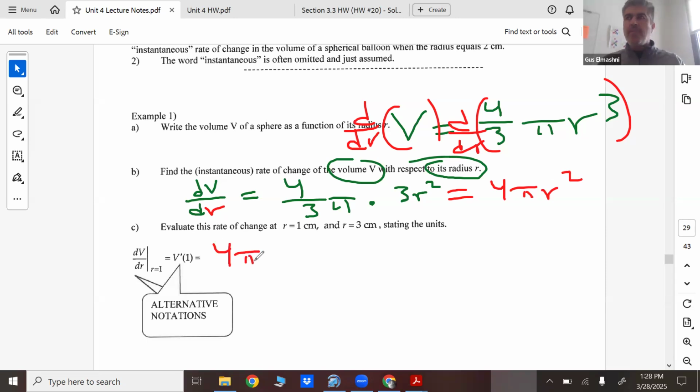There's actually a very strong calculus connection with all these solids and areas and volume, but that's stuff for a later time. If we work this out, you get 4 pi. Please state the units. If I'm looking at change of volume, what would my units be?